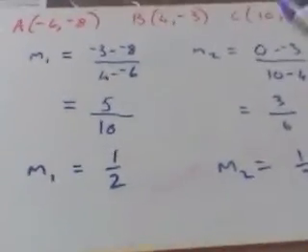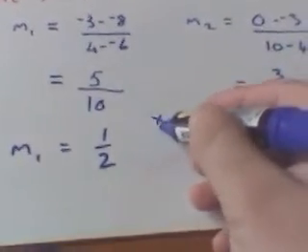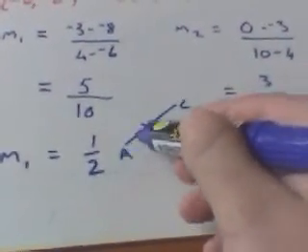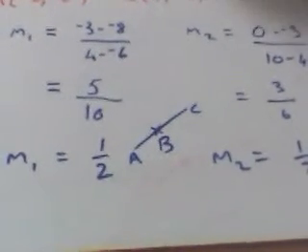M1 and M2 are both the same gradient. There's point B, the gradient from B to C and back to A is the same gradient, hence A, B and C are collinear.